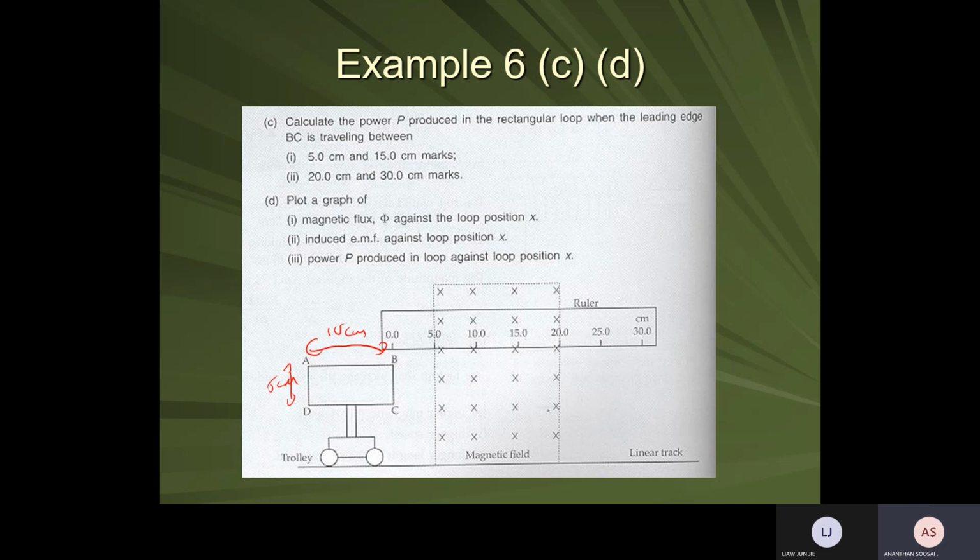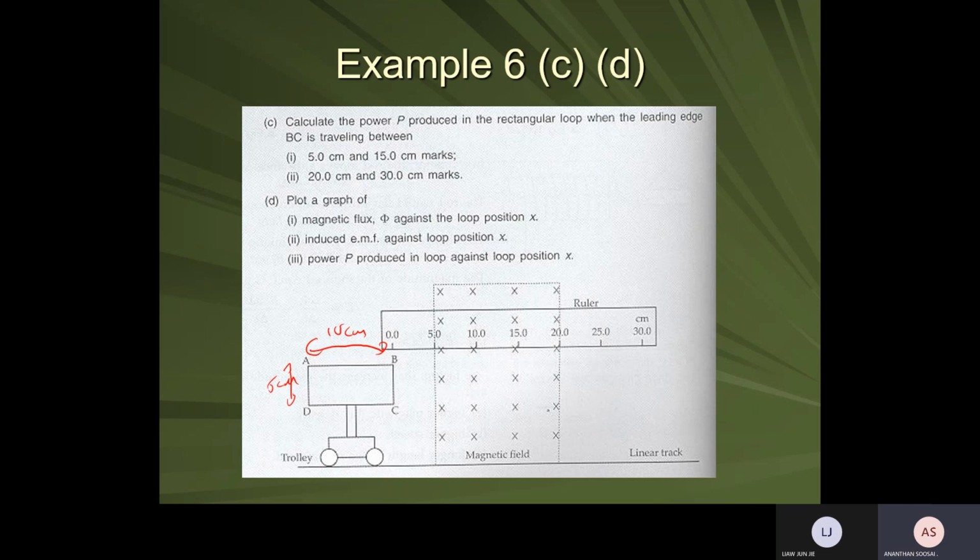Lenz's law states what? The current always opposes the change. What change happens here? Flux rising or flux decreasing? When we move from 5 to 10, flux is rising, right? More area is going to overlap with the B. So flux is rising, so the current must do what? Decrease the flux or raise the flux? Decrease the flux. How can we decrease the flux?